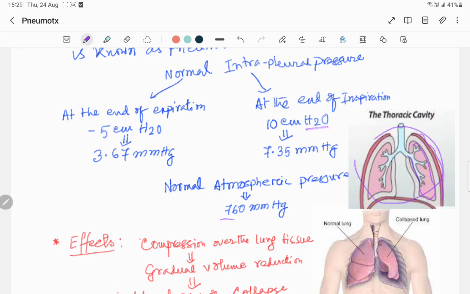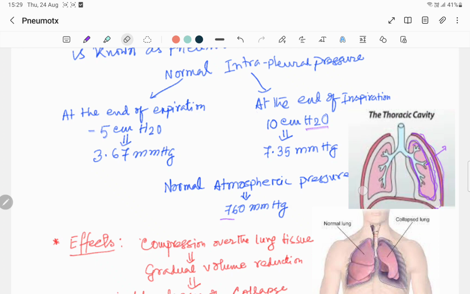It has two layers. One layer is over the lung parenchyma and the other layer is on the inner side of the chest wall. Okay, now this outer layer is called parietal pleura, and the inner layer that is overlying the lung tissue is called visceral pleura. Now the space in between them is the intrapleural space. Normally no air is present in this intrapleural space. Minimal amount of lubricating fluid is present over there.